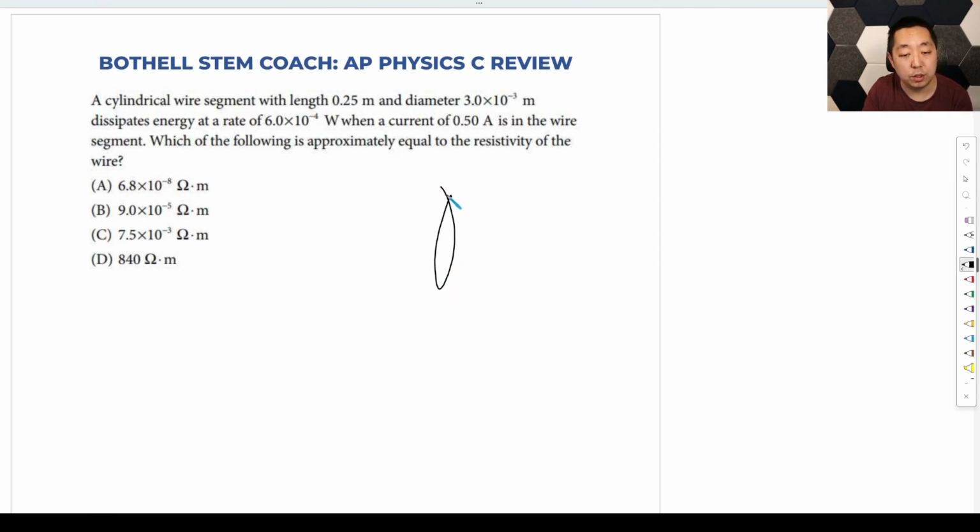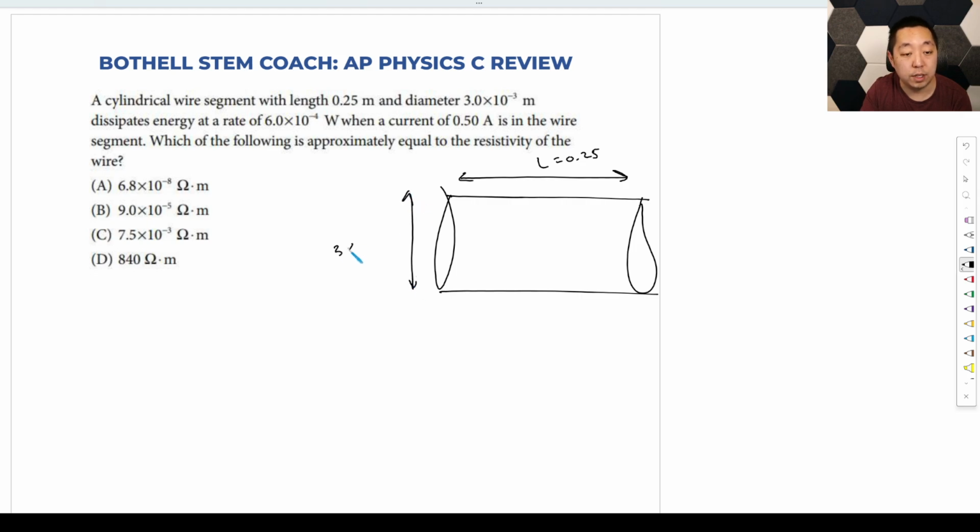All right, cylindrical wire segment with length 0.25 meters. So we have a cylindrical wire that has a length L of 0.25 meters. Diameter is 3 times 10 to the negative 3. It dissipates energy at a rate of, this is the power, right? So the power is going to be I times V, which is 6 times 10 to the negative 4 when the current is 0.5 in the wire segment. Which of the following is equivalent to the resistivity of the wire?